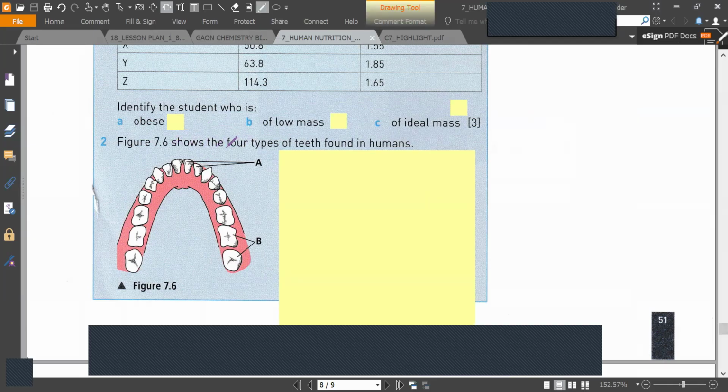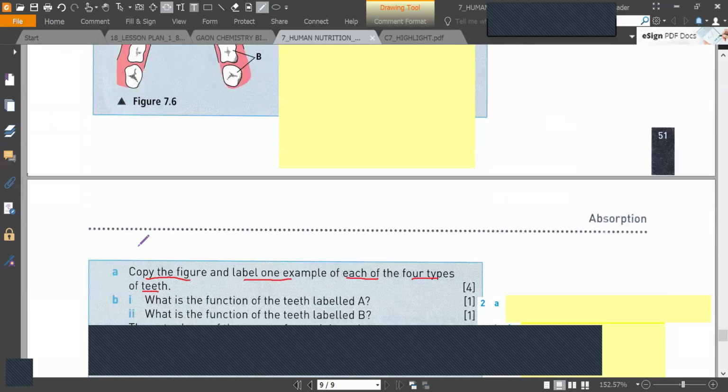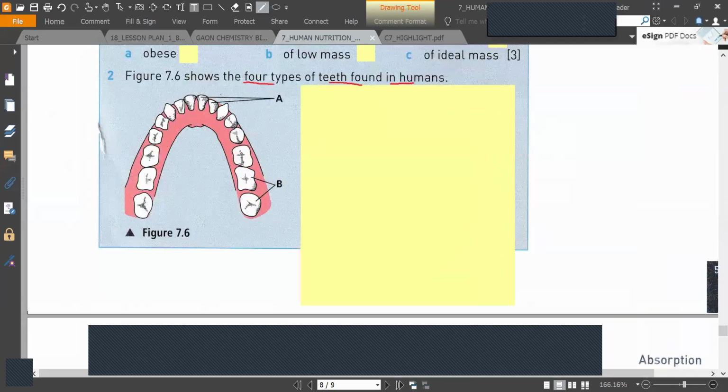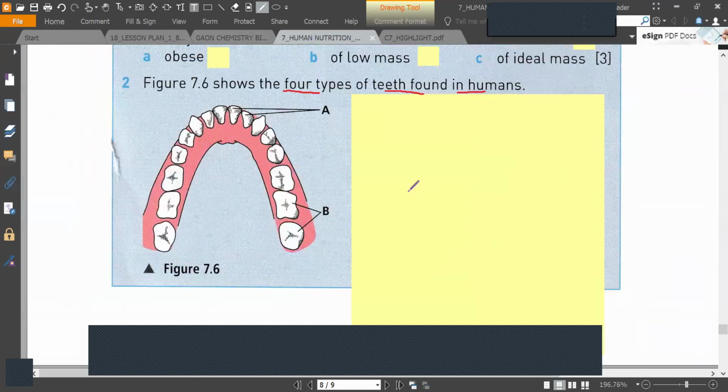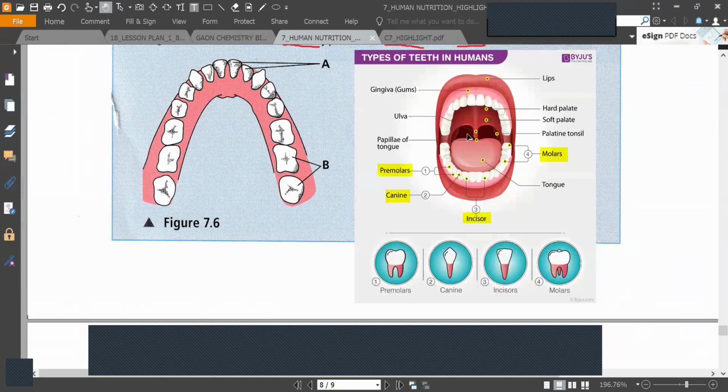Figure 7.6 shows the 4 types of teeth found in humans. What we need to do is copy the figure and label one example of each of the 4 types of teeth. This is straightforward. We just need to refer to the notes, and it should look like this.